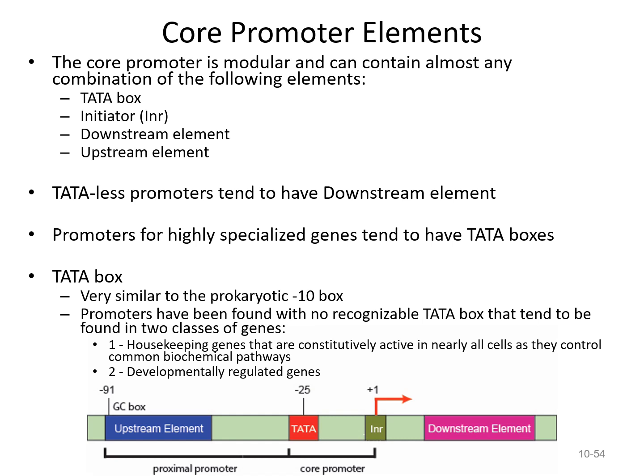The initiator box is a sequence found at the site where transcription starts. Then at -25 is the TATA box, the place where the TATA binding protein will bind. The GC box has a consensus sequence GGGCGG, and it binds the transcription factor SP1.